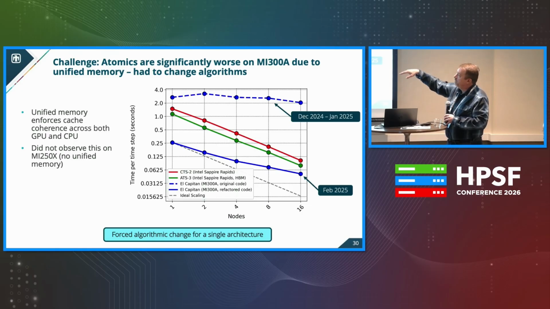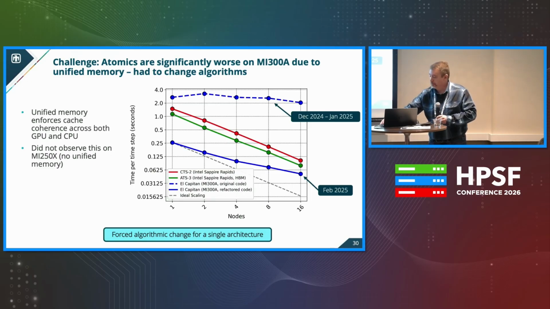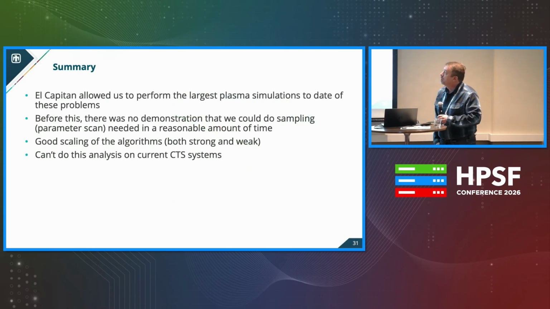But once we refactored our algorithms to use fewer atomics and have less contention in them, you can see that we got much better performance, the solid blue line there. It was a little bit surprising, but this was kind of a one-off thing we hadn't seen before, even on other GPU systems. All right, so with that, I'll conclude.